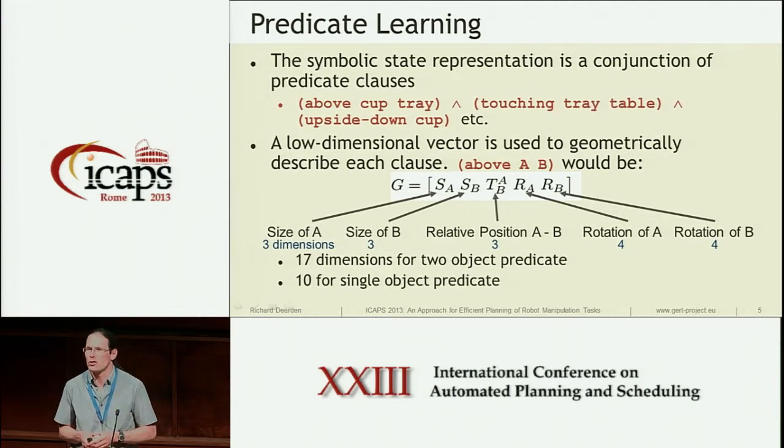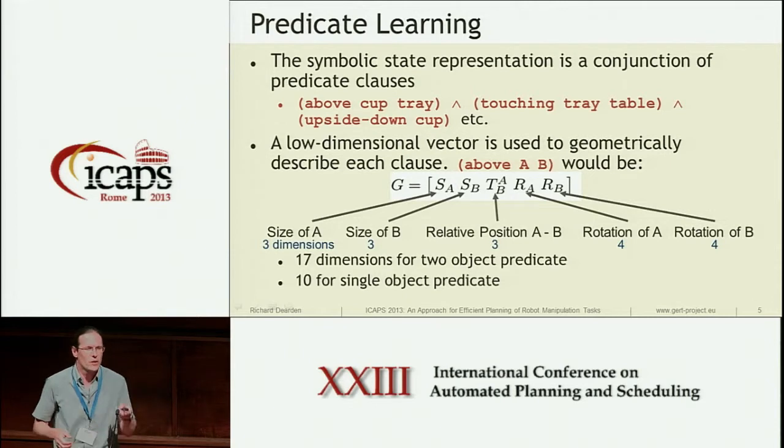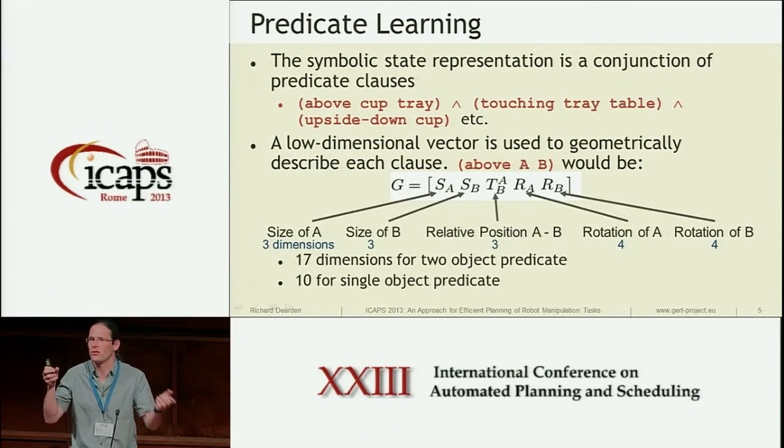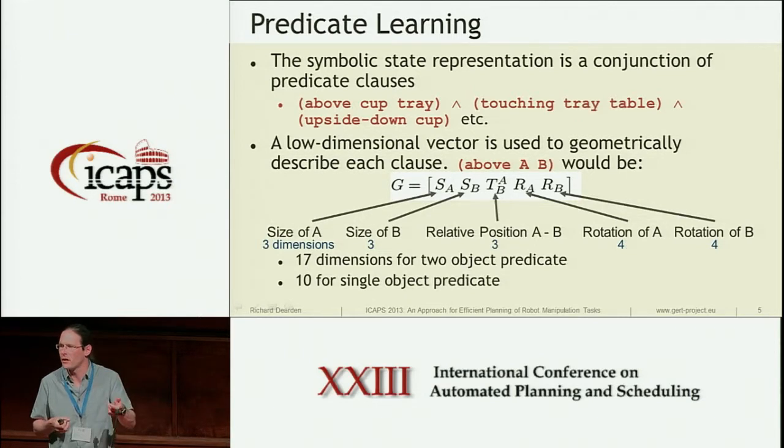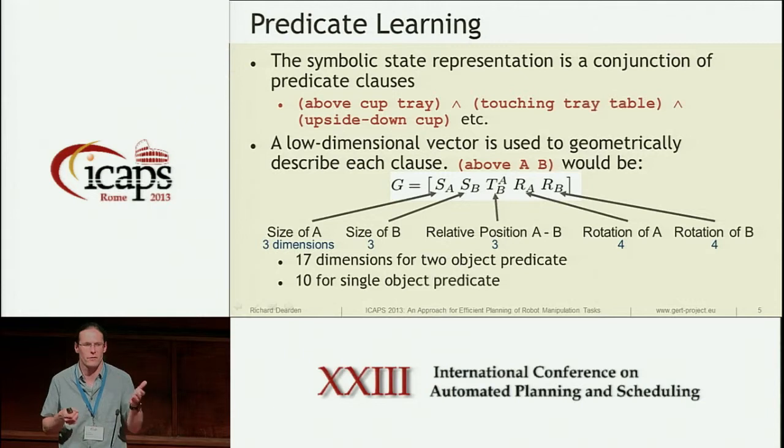And so what we're going to do is, because we want to learn these things, we need a very low dimensional, or as low dimensional as we can get away with, representation of these things. And so we choose this: we put bounding boxes around the objects, and then we look at the relative positions, rotations, and sizes, so scales of the objects, and we use that as the space we're learning in.